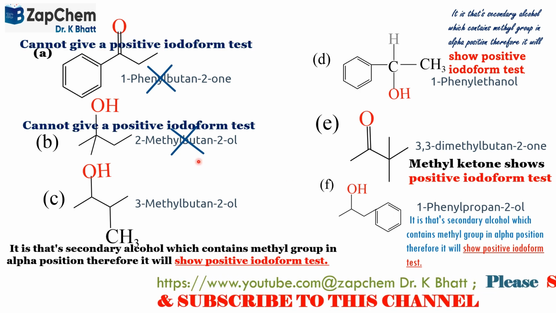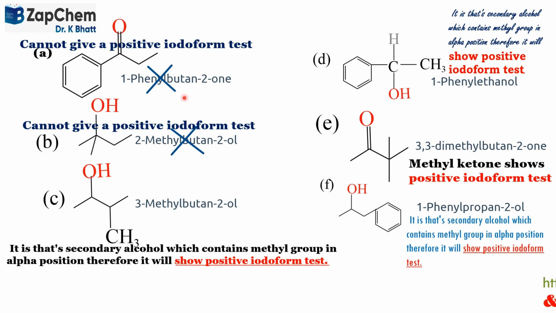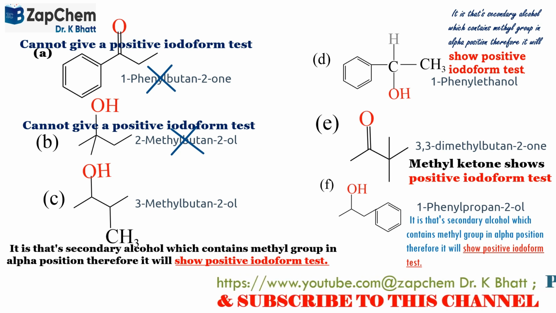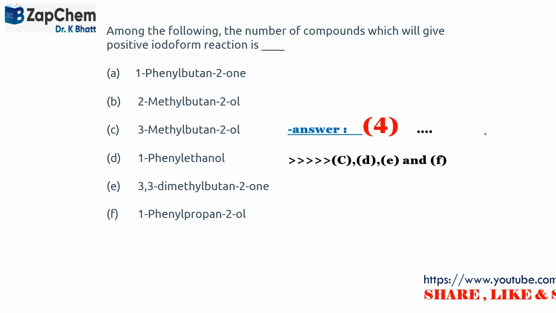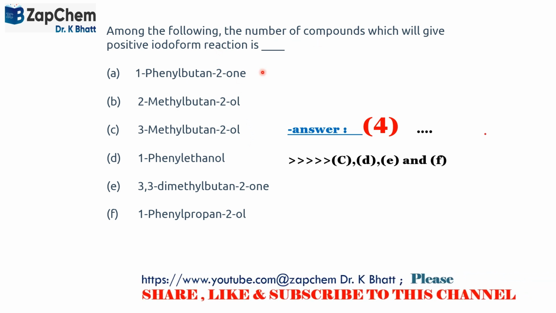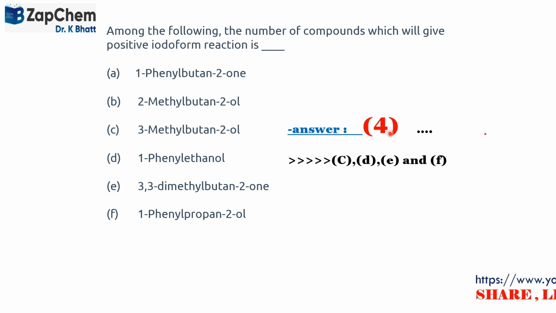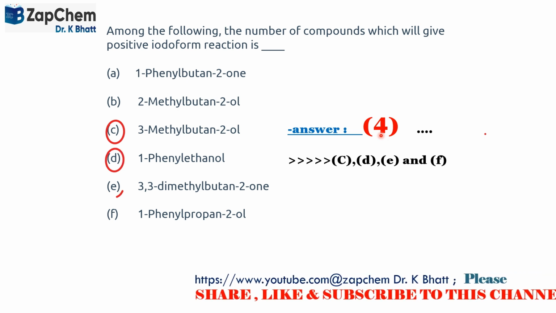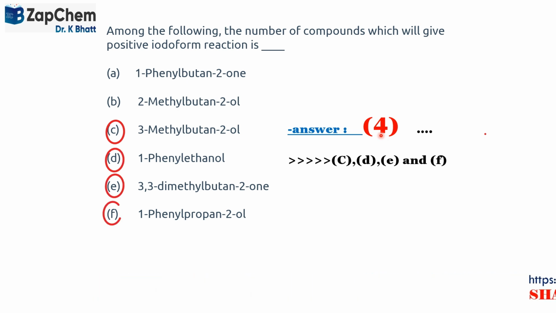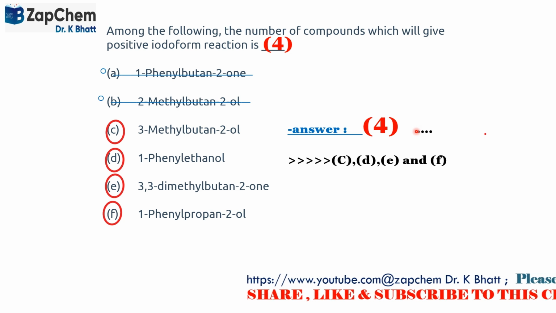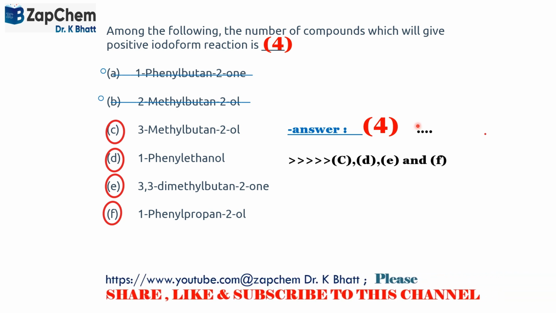Okay, then A and B, that is 1-phenylbutan-2-one and 2-methylbutan-2-ol, do not respond to the positive iodoform test. Finally, we can say that the total number of the compounds which will show positive iodoform test is 4. Therefore, our option is C, D, E, and F will show positive iodoform test, and the number is 4. Of course, A and B will not respond to the positive iodoform test.